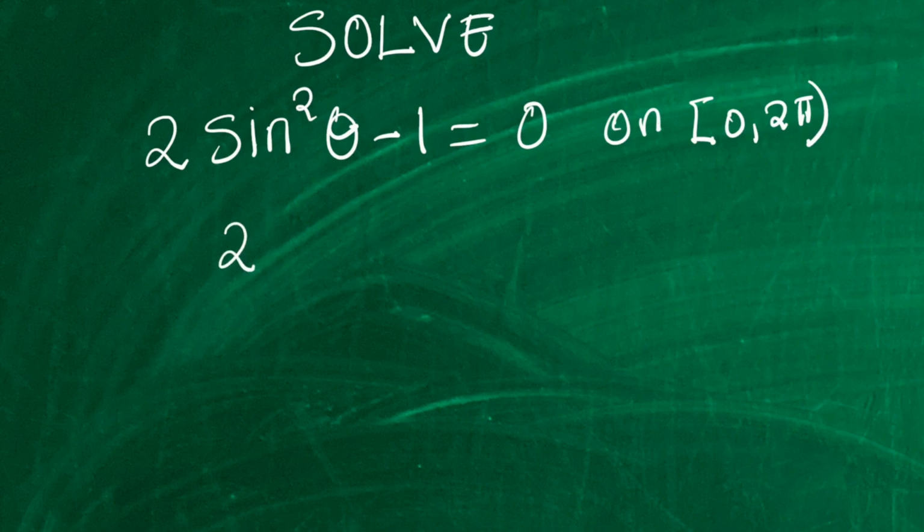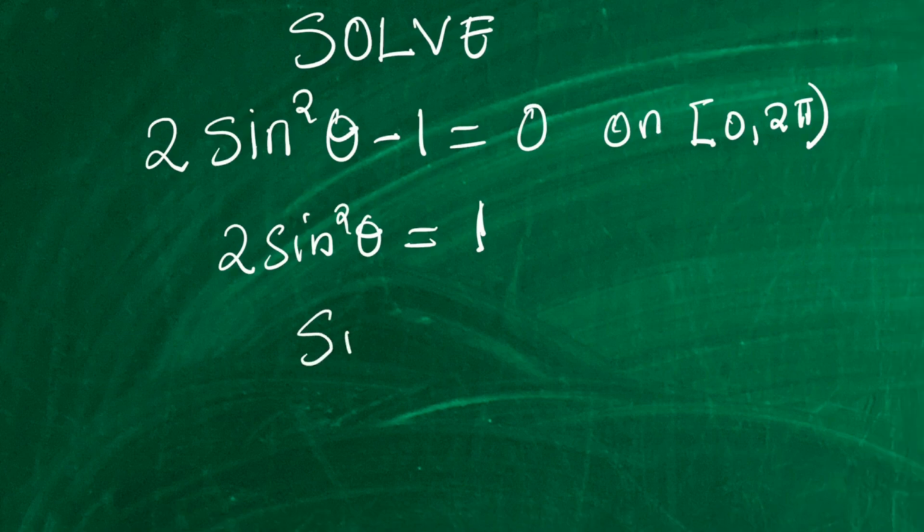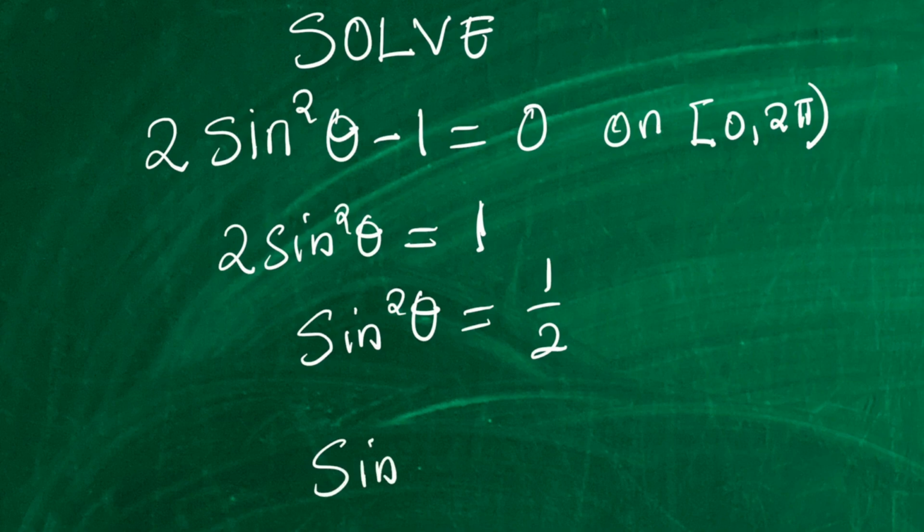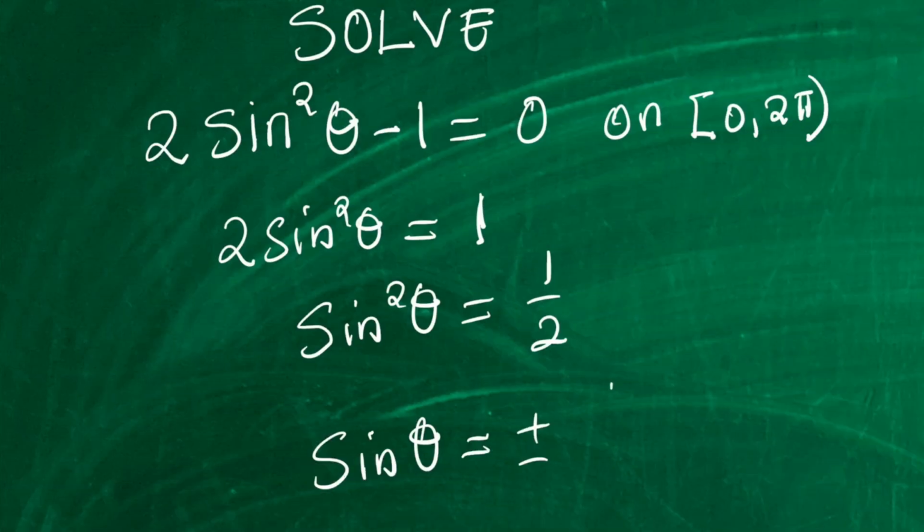This equation has four solutions on 0 to 2 pi. The first step is to add 1 to both sides of the equation, and then we are going to divide by 2 so that we get sin squared theta is equal to 1 over 2. We are looking for sin theta here, so let us go ahead and take the square root. When we take the square root, we get plus or minus the square root of 2.